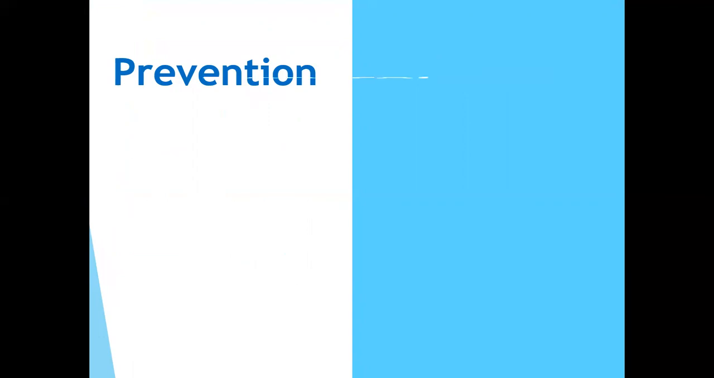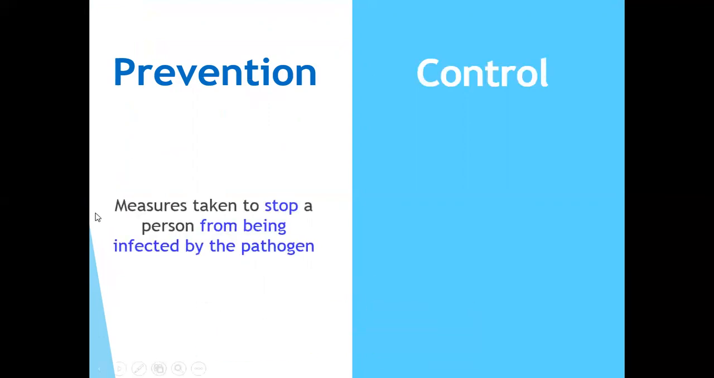Now, prevention is measures taken to stop a person from being infected by a pathogen. So prevention means you do it before you get it. So before a person is infected, so it's an uninfected person, we prevent the pathogen from getting onto or getting into the body of this person. So this is prevention, okay? Preventing this person from being infected.